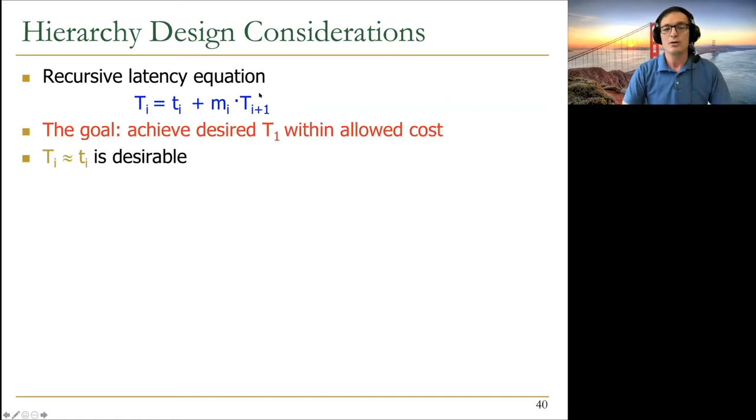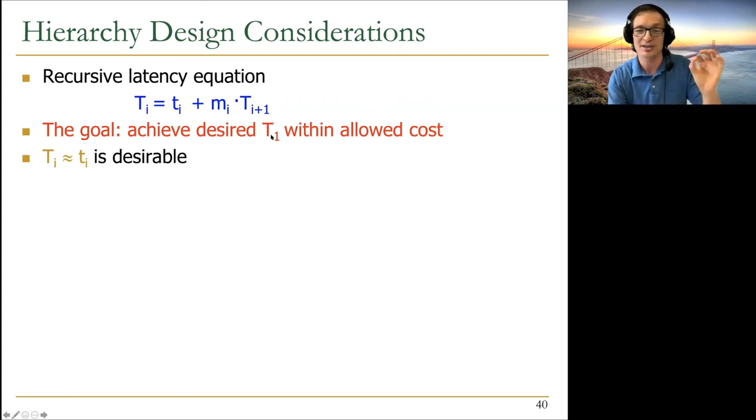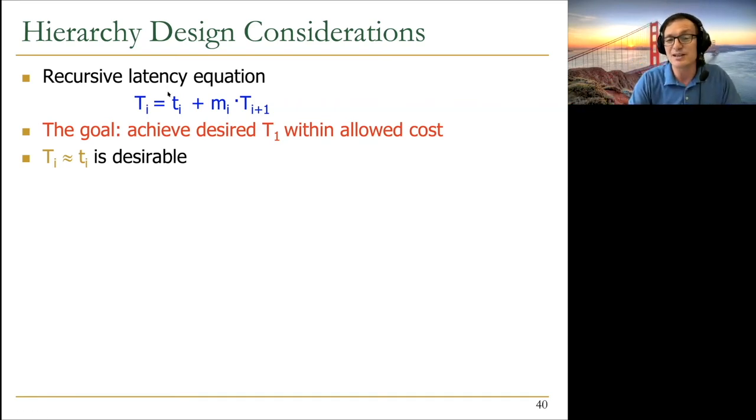Okay, so what do you want ideally? The goal: you want to achieve desired T1, level one latency, within allowed cost. T1 is level one, basically. That's the closest you can get because we're not talking about registers. Ideally, you want to minimize that and you have something desirable. So ideally, you want to make the perceived access latency very similar to the intrinsic access latency by minimizing the second part of the equation. But this is not always possible, clearly, right?